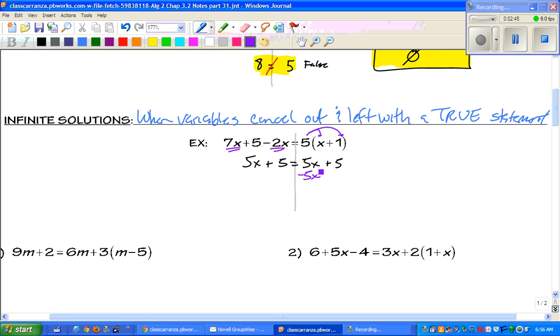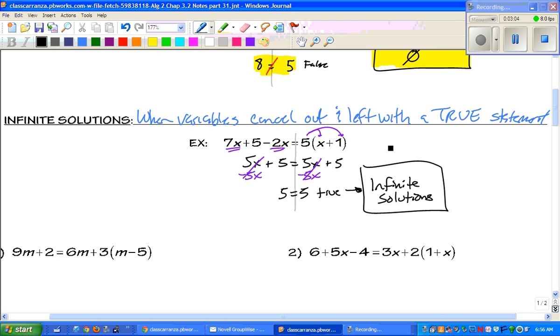The next thing we're supposed to do is get our variables to one side, and when we do that, you're left with 5 equals 5. That's true, so our answer is infinite solutions. Remember, the answer is not true. Infinite solutions is your final answer.